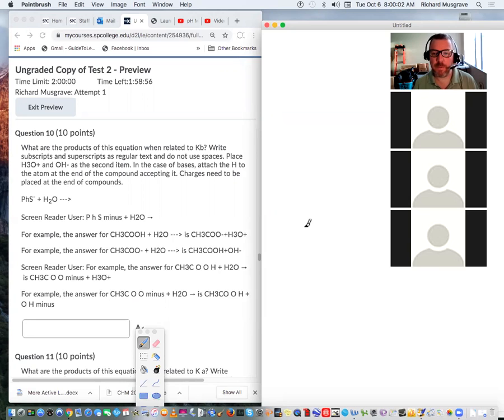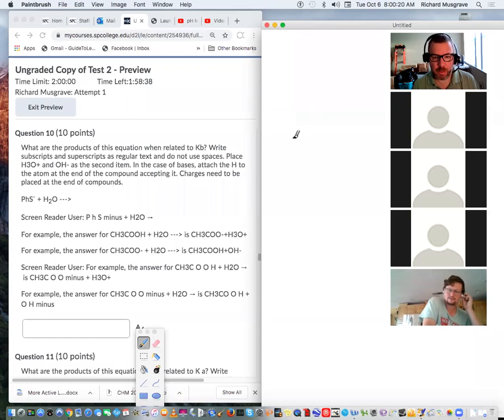Okay, so we're going to continue with the sample test here. So we were on number 10, which is about figuring out what reaction we're talking about when looking for a specific either KB or KA. In this case, you can see that we're looking for KB. Now, when we're doing these kinds of equations, I actually give you the fact that water is added, so that is helpful, actually. Let me move the screen here a little bit.